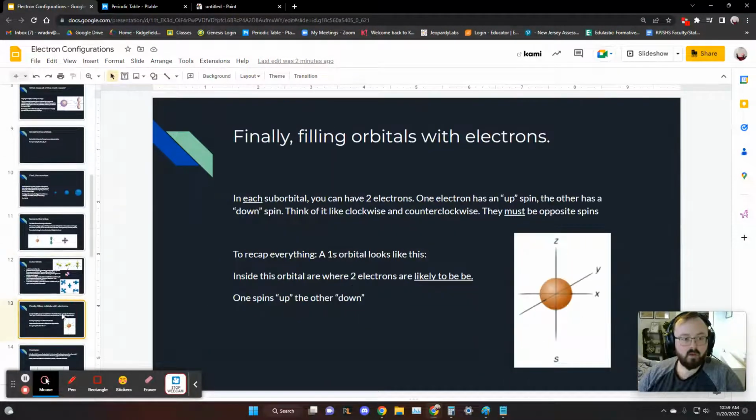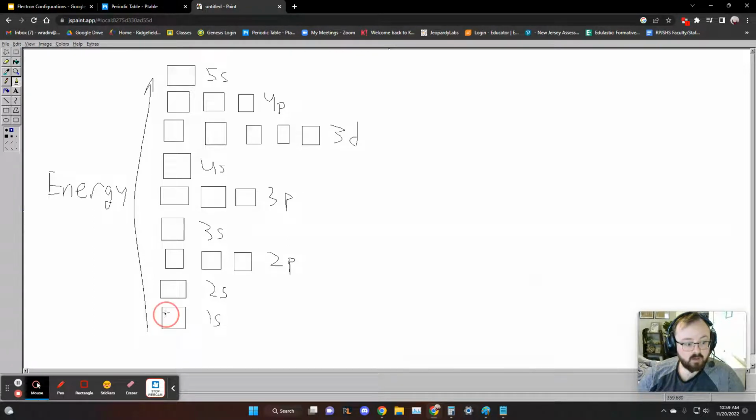Okay. When we start to fill up these orbitals with the electrons, each of those suborbitals can hold 2 electrons. One of them goes like this, again on the camera, clockwise. The other one goes counterclockwise. Okay? Or up and down is the term that you will see. And the way that we write this in our orbitals, we would have one that goes up and one that goes down like this. Okay?